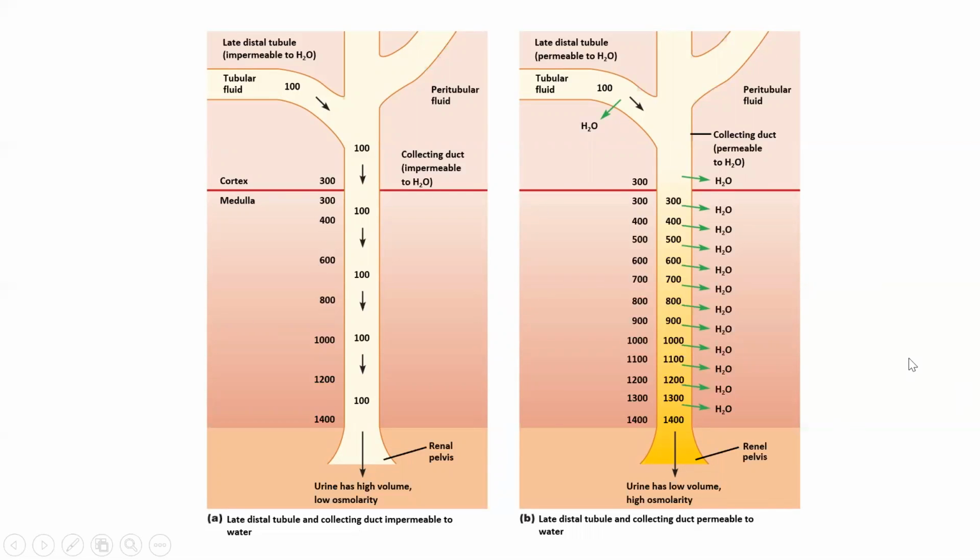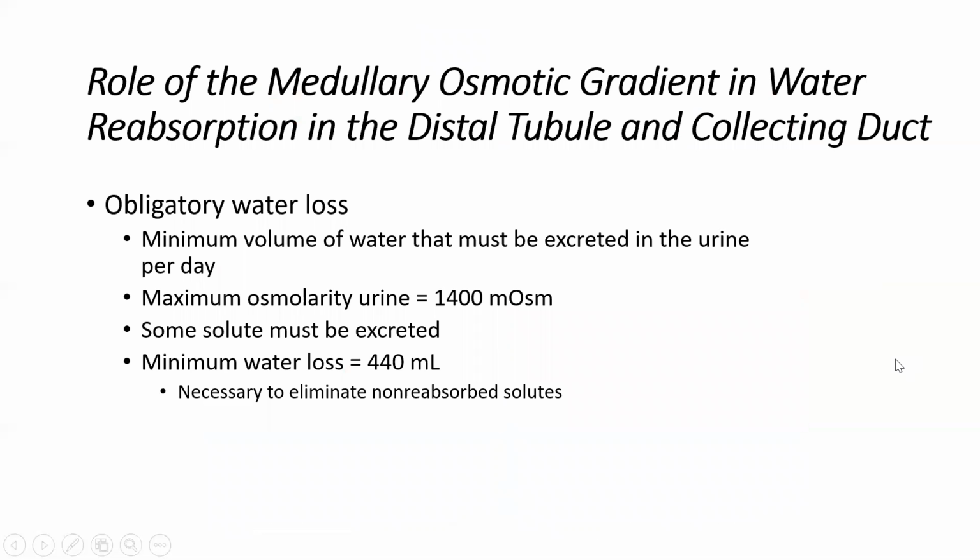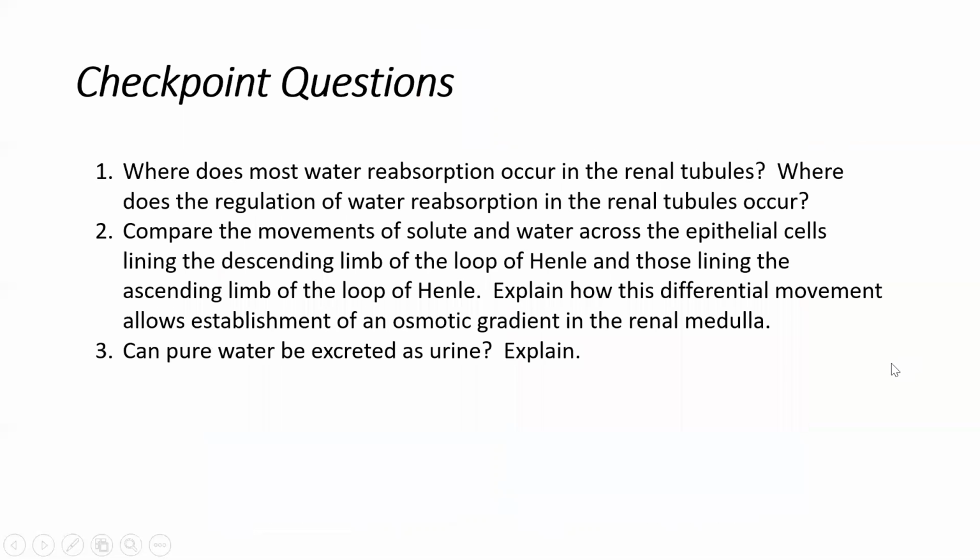And that just goes against the fact that urine is eliminating waste products, right? So there must be solutes and waste products, things that are secreted, present in that urine, and so it can never be pure water.